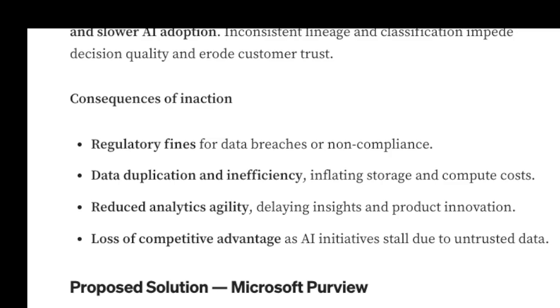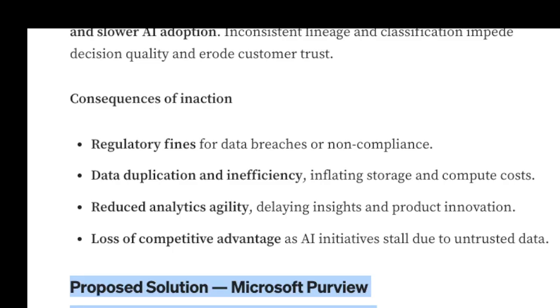So competitive advantage, if we talk, primarily we are talking here about the AI initiative that is lately becoming a very inevitable part of any product. Until we have data that is governed and compliant, it's very difficult to get the adoption of the AI initiative basically. So the solution came from Microsoft Purview.